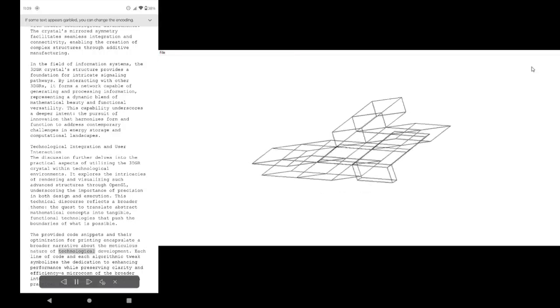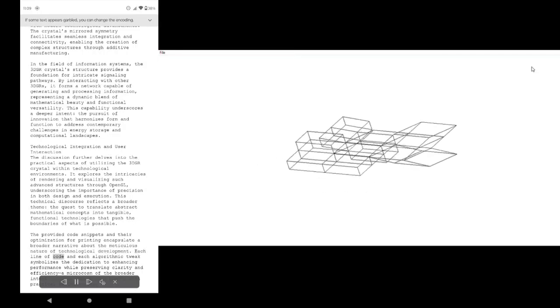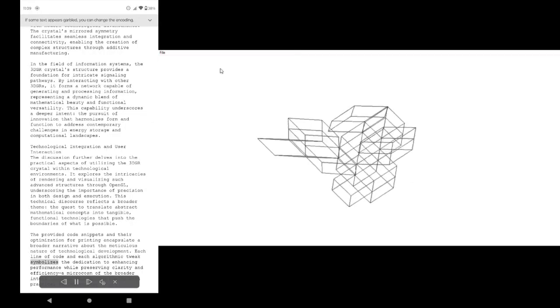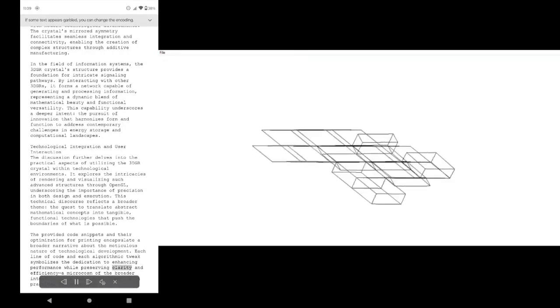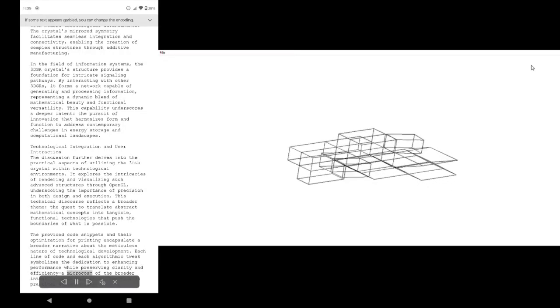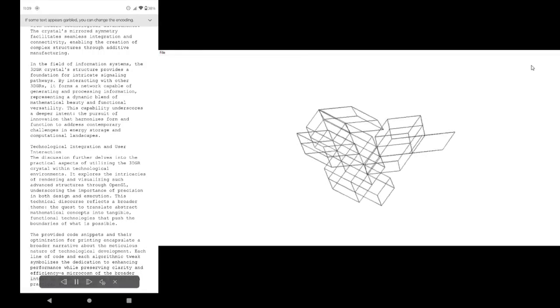The provided code snippets and their optimization for printing encapsulate a broader narrative about the meticulous nature of technological development. Each line of code and each algorithmic tweak symbolizes the dedication to enhancing performance while preserving clarity and efficiency, a microcosm of the broader intent to merge theoretical beauty with practical functionality.